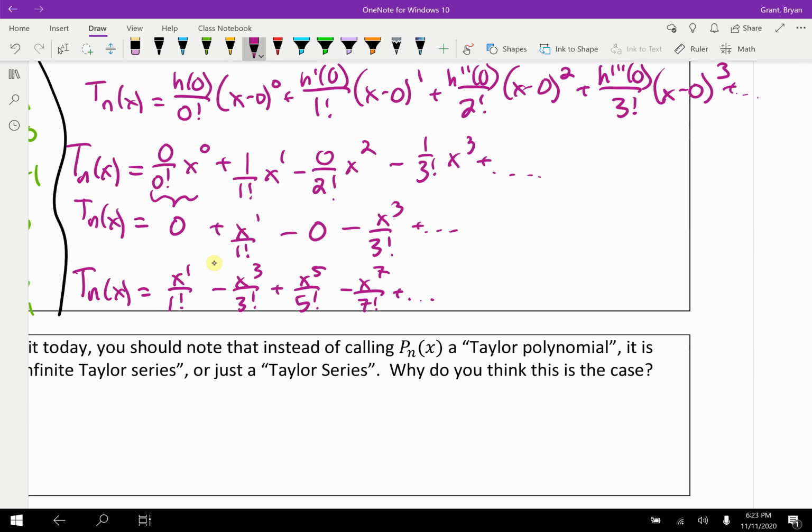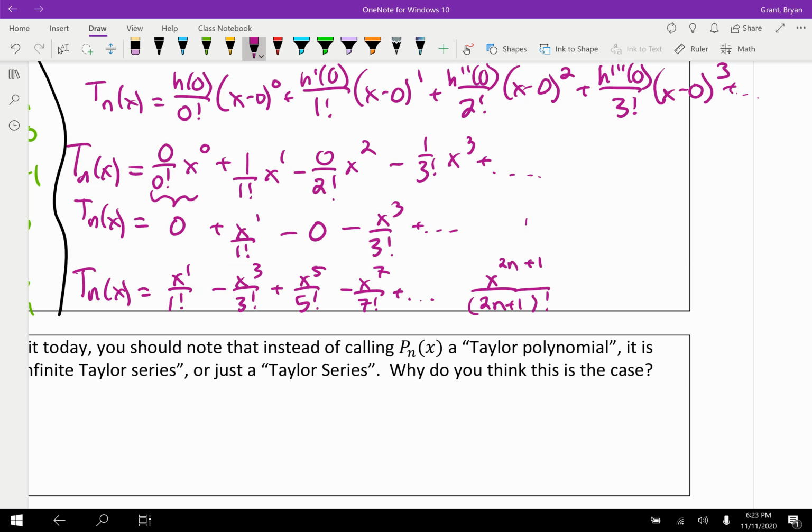General term, x to the 2n over 2n. But if we plug in 0 here, 2 times 0 is not 1, right? So I think we need to add a 1 on here, and then we should be good. If we substitute in 0, 2 times 0 is 0, plus 1 is 1. Cool. 2 times 1 is 2, plus 1 is 3. Also cool, and so on and so forth.